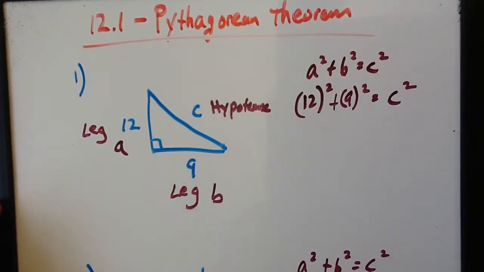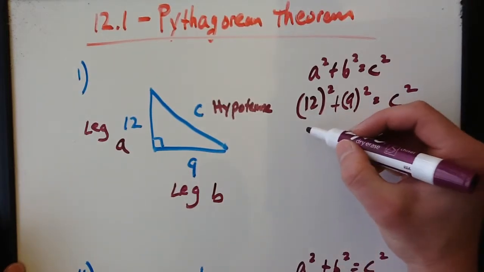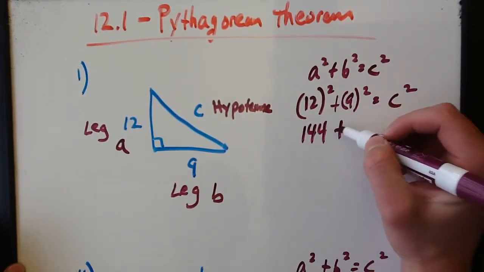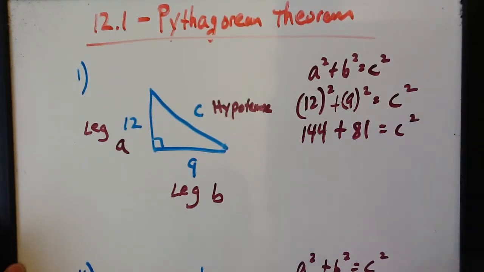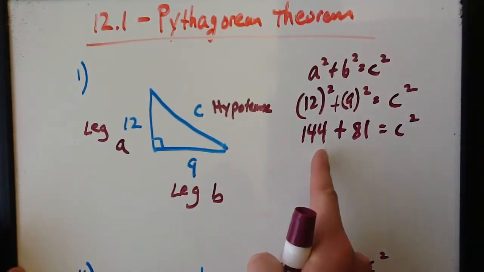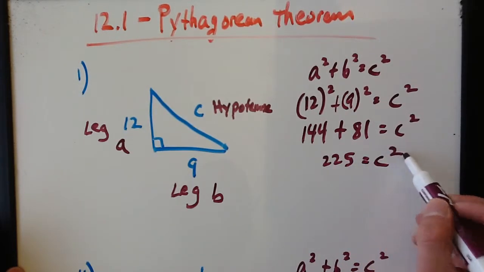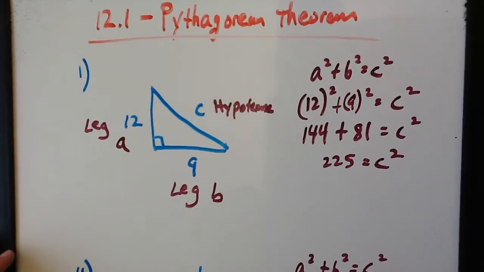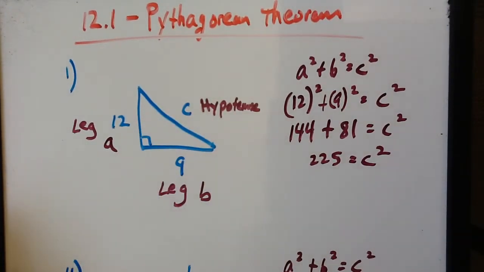I don't know what c is. That's what I need to solve for. So let's solve this equation. 12 squared, that's 12 times 12, 144, plus 9 squared, 9 times 9 is 81. That's equal to c squared. I add 144 plus 81 and get 225 equal to c squared, but I don't want to know what c squared is. I want to know what just c is, because c is the hypotenuse.